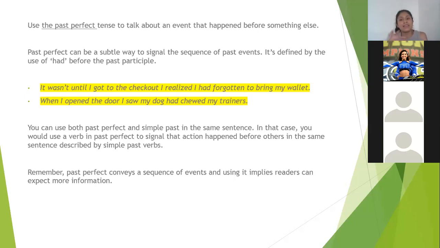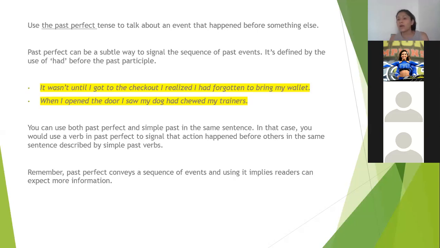So then there I'm going to place the past participle. In that case, you will use a verb in past perfect to signal an action that happened before others in the same sentence. So again, the past perfect is going to be used before other actions that concluded, okay? Remember, past perfect conveys a sequence of events, and using it implies readers can expect more information.